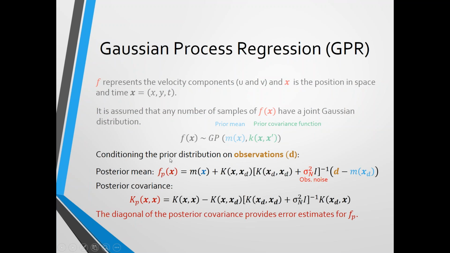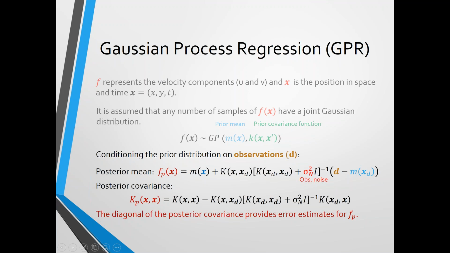And conditioning this prior distribution on the observations that we have, we obtained a posterior mean, which is our velocity reconstruction. And we have a posterior covariance, which provides an error estimate for our posterior mean.